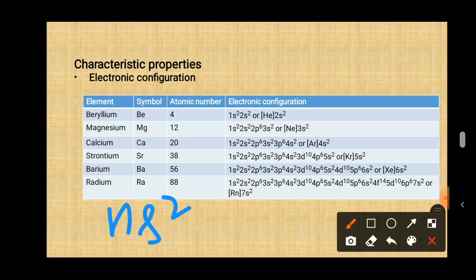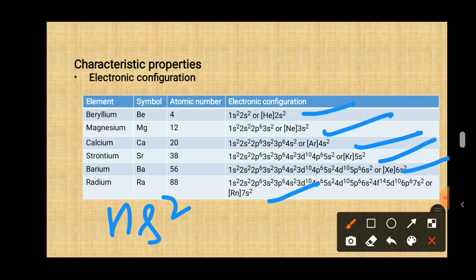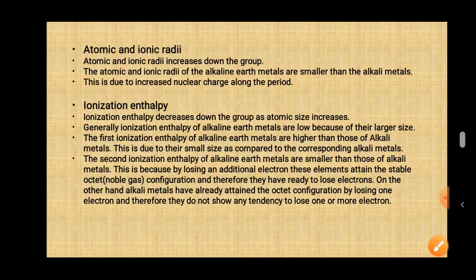Which noble gas comes in this? Helium, because atomic number is 2. So it is helium 2s2. One by one you can see the electronic configuration, and in this, which point can you identify? The outermost shell, that is 2s2, 3s2, 4s2, 5s2, 6s2 and 7s2. Based on that, the general electronic configuration of alkaline earth metal is ns2.